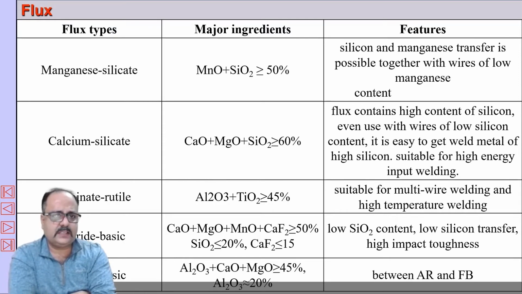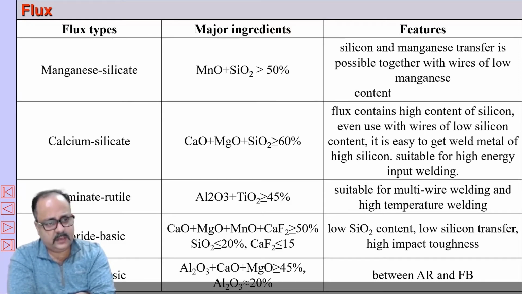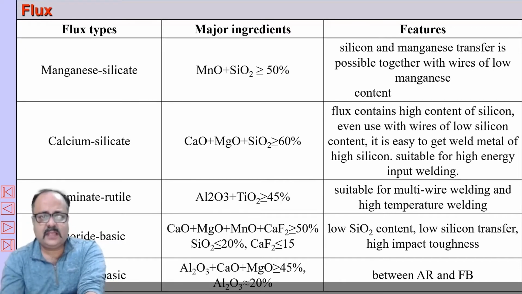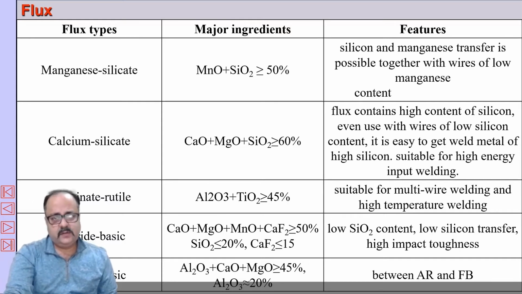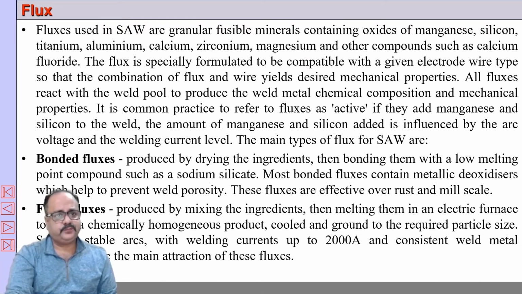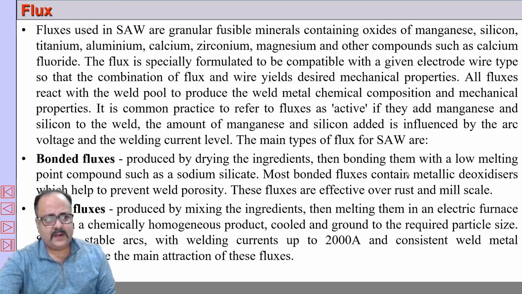Fluxes can be of various types like manganese oxide, silicon oxide, manganese silicate, calcium silicate, aluminum rutile, fluoride basic, and alumina basic. So these are various types. It can be a mix of more than one also. So you have to select judiciously the flux based on your electrode wire material and the base metal. We call it active flux when you can add manganese and silicon to the weld. So such fluxes are called active fluxes. So we use titanium, aluminum, calcium, zirconium, magnesium oxides basically, and calcium fluoride, etc.